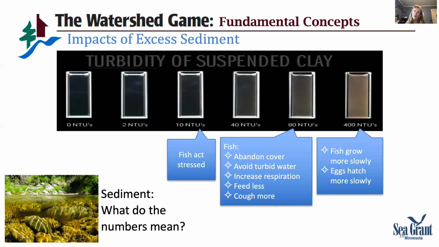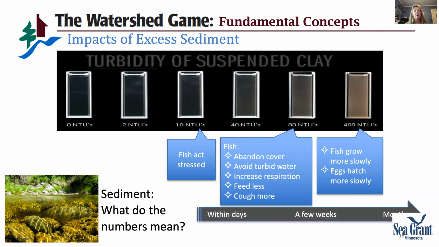And when you get to about 400 NTUs, fish start growing more slowly. Eggs hatch more slowly. These things can slow down growth, but if they don't last too long, the fish will survive and they'll be okay. But there's also this thing about time. As the time gets longer, if these high turbidity levels stick around, you get to a month or two and you'll see death.